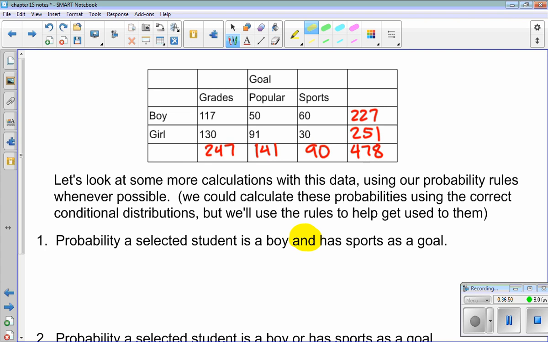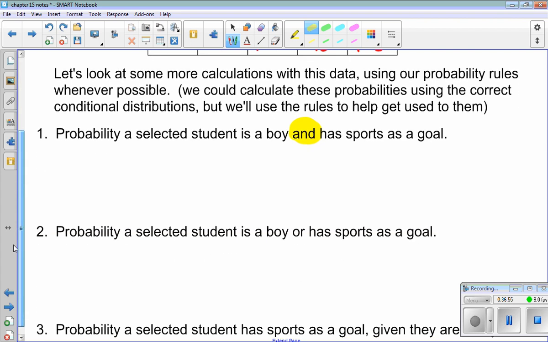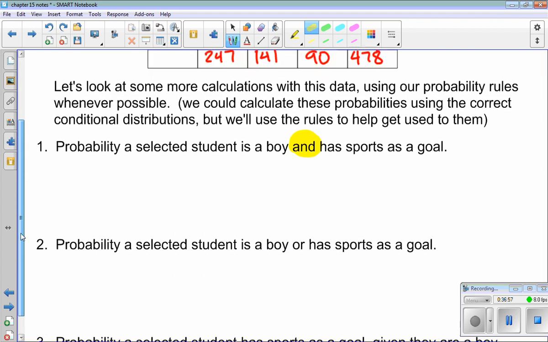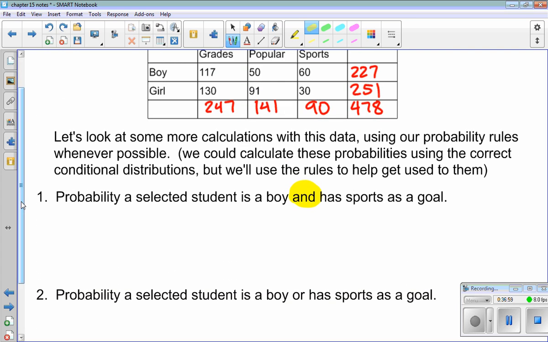So, probability that boy, here we go. Boy and sports is a goal. So what would that be? 60 divided by 478. I agree. Okay?